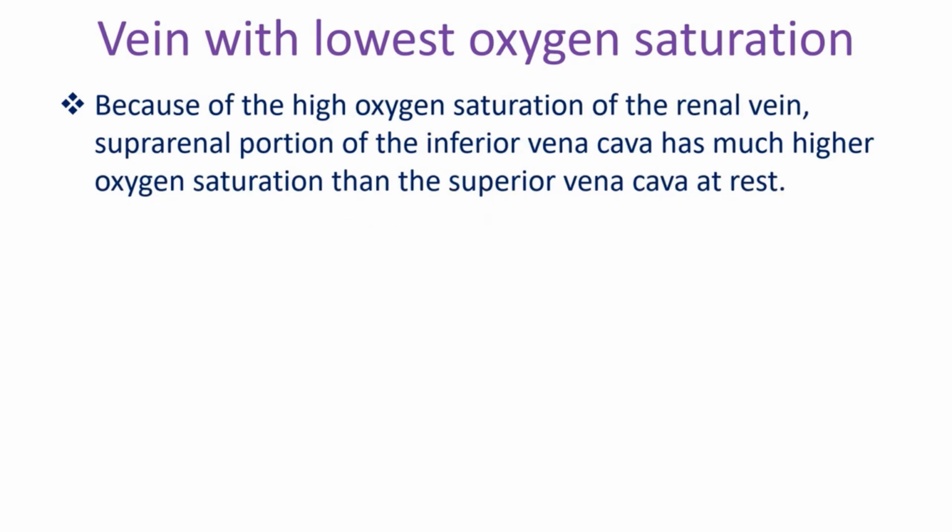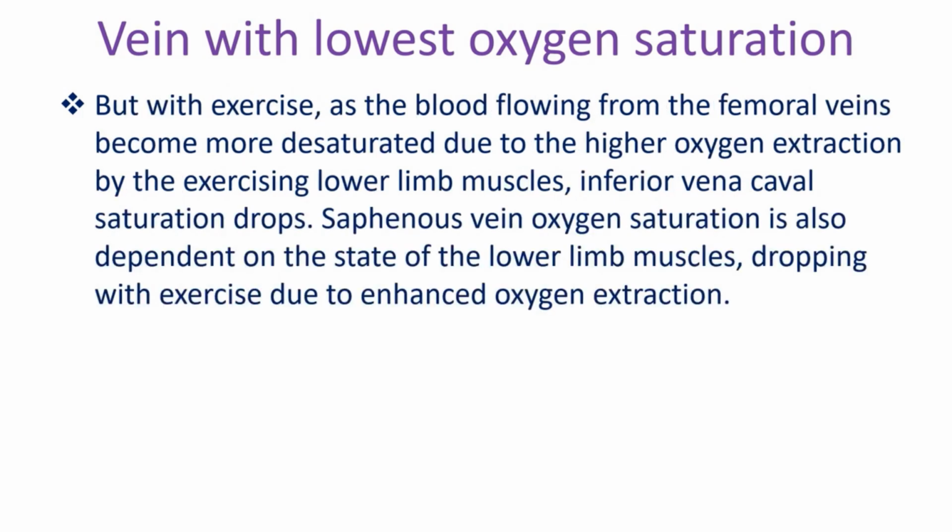Because of the oxygen saturation of the renal vein, the suprarenal portion of the inferior vena cava has much higher oxygen saturation than the superior vena cava at rest. But with exercise, as the blood flowing from the femoral veins becomes more desaturated due to the higher oxygen extraction by the exercising lower limb muscles, inferior vena cava saturation drops. Saphenous vein oxygen saturation is also dependent on the state of the lower limb muscles, dropping with exercise due to enhanced oxygen extraction.